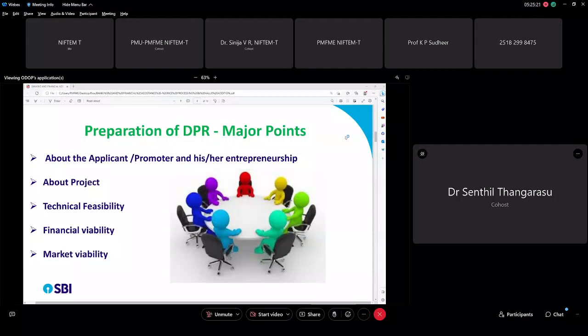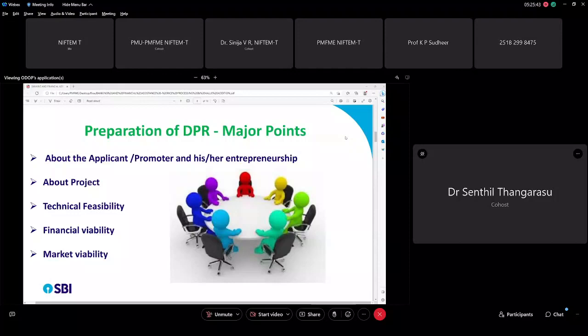Then market viability, where you are going to sell your finished goods. Do you have any tie-up arrangements? Who are the sellers, who are the buyers, how are you showing your buyers? We have to submit the buyers list in the market viability report.